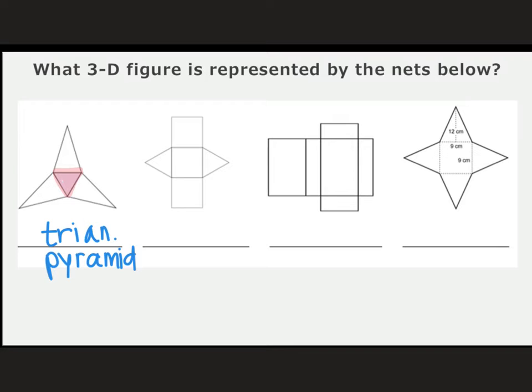All right, next, looking at that, I see 3 rectangles and 2 triangles. Remember, you can never have more than 2 bases. So those rectangles cannot be my bases. These 2 triangles are going to be my base. And since I have 2 of them, I know it's a prism. So this is a triangular prism.